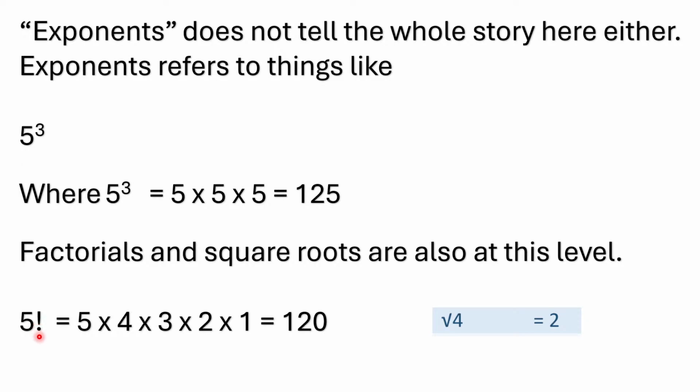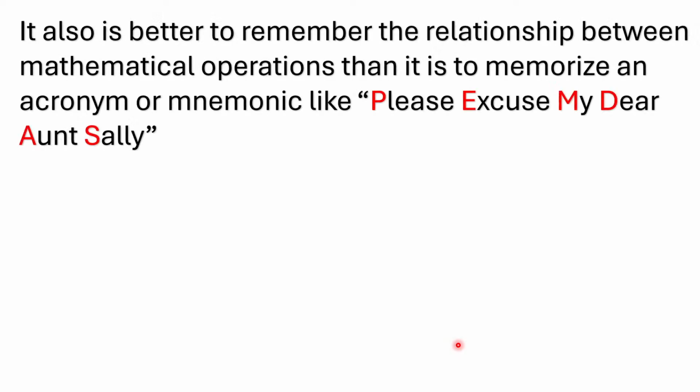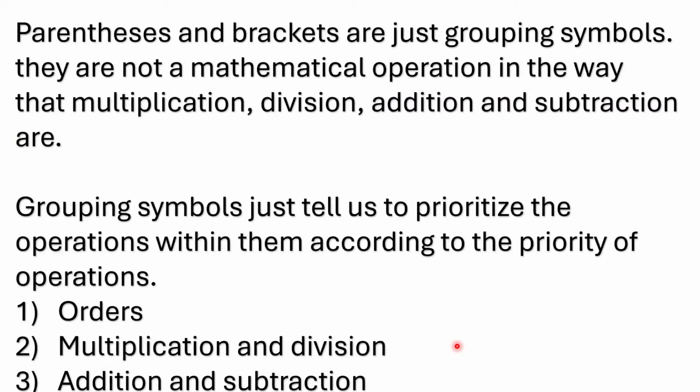It means a factorial. 5 factorial is the same as 5 times 4 times 3 times 2 times 1, or 120. So 5 factorial is equal to 120. Now the square root of 4 is 2. So factorials and square roots and exponents all fit into that same category. It's really better to remember that relationship between mathematical operations than it is to memorize something like PEMDAS or BODMAS or some mnemonic like please excuse my dear Aunt Sally.